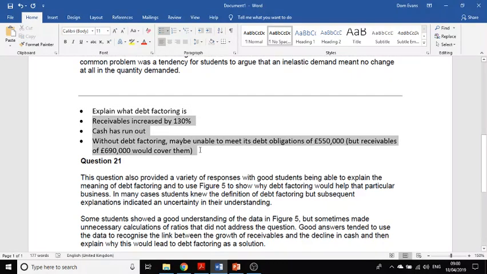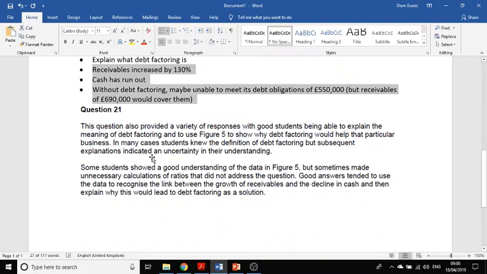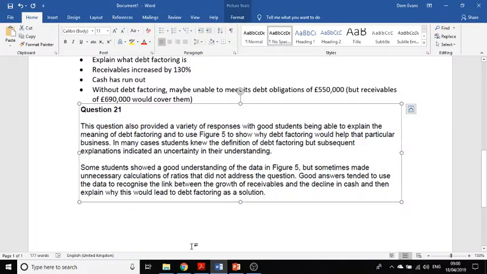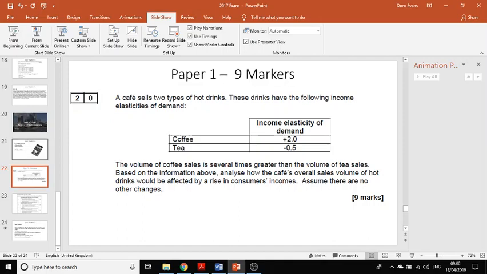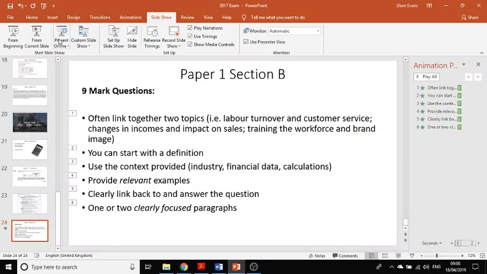This might only be one paragraph, but I feel I've fully answered the question there, so that would be fine. Okay, so that is the examiner's report for this question. I'll just end with that slide there.